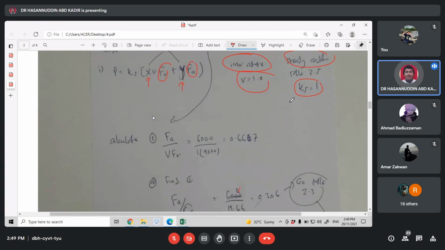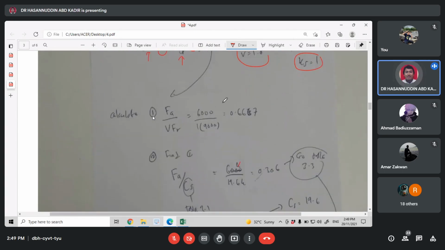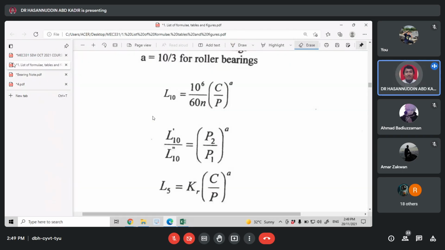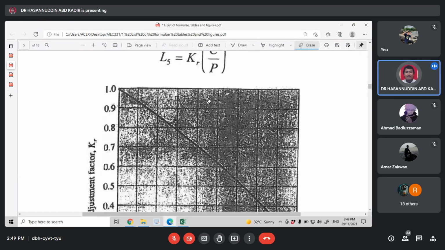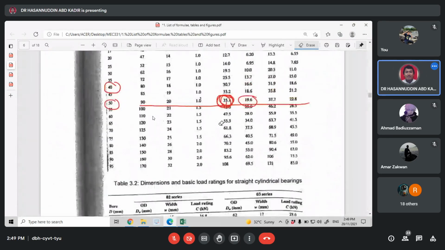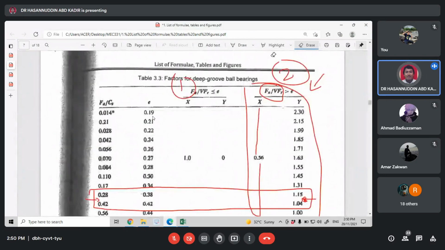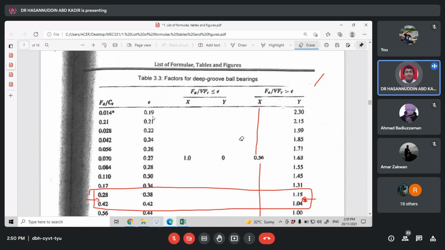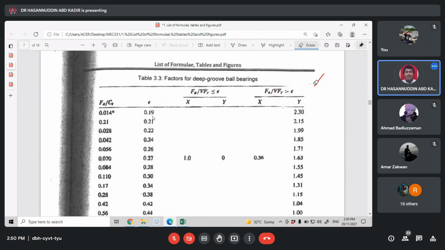So, tapi nak dapatkan value of X dengan Y tu kita kena refer pada table, kita tak boleh nak dapatkan terus. Okay. Dia start dengan FA divide by VFR ni. Ini adalah condition pertama yang kita akan gunakan, sebab nanti kita akan compare. Okay, kita akan tengok pada formula tu, formula bahagian yang awal ni. Formula for table 3.3 bahagian sini. Okay, kita akan tengok pada formula ni.